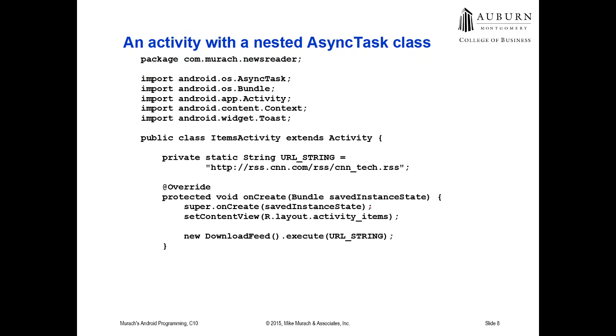Okay. So first you have to define the right URL, which is rss.cnn.com, and the extension is RSS. On the onCreate method, well, that is quite the same as our application. Super onCreate.